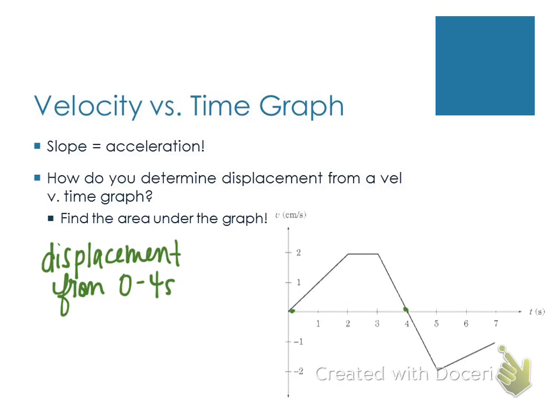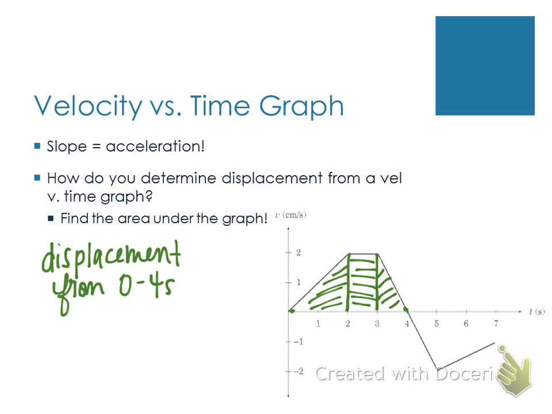So is that any kind of shape that we know the area formula for? No. So what do you think our best bet is to do? Yeah, we're going to split it into shapes that we can manage. So we've got a triangle here. We've got a rectangle. We've got another triangle. Okay? We find each of those, add them together.